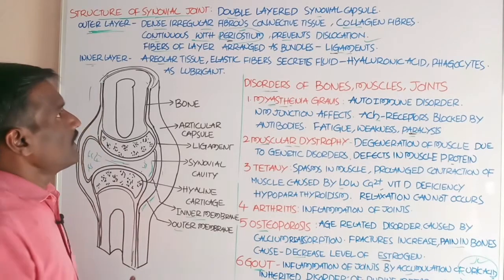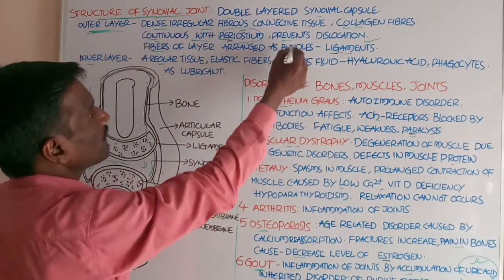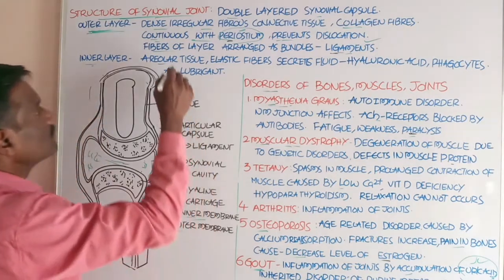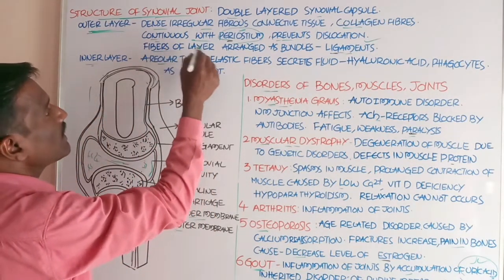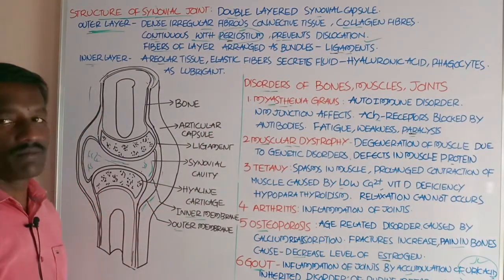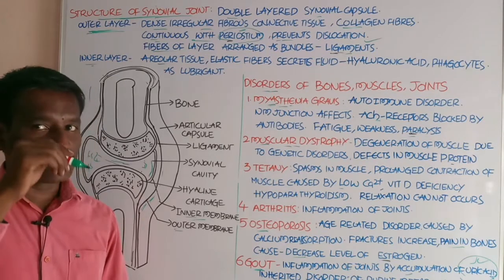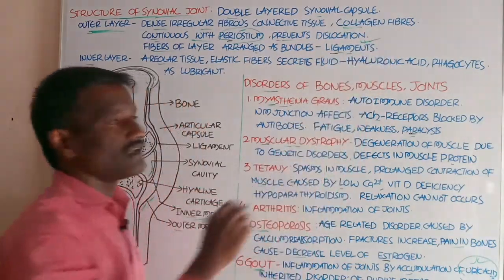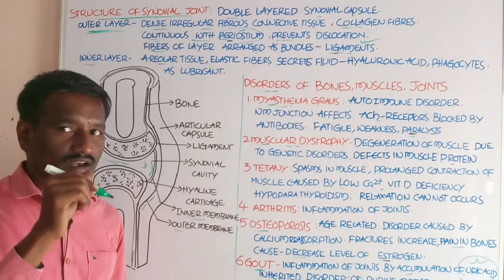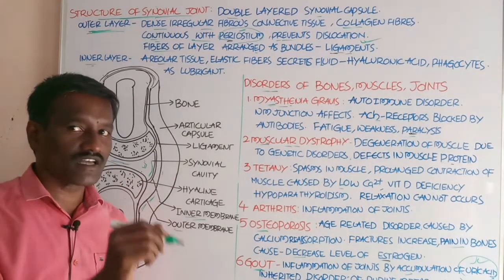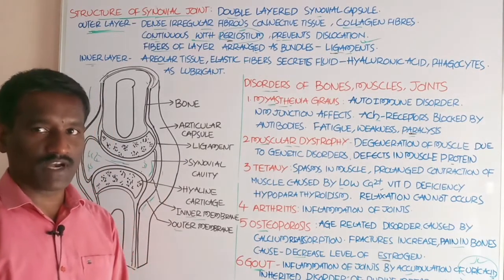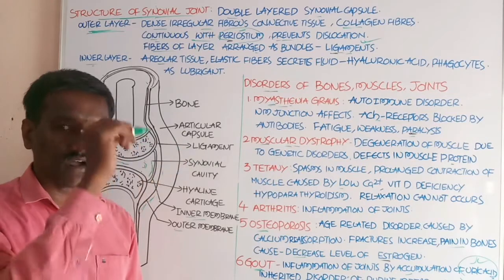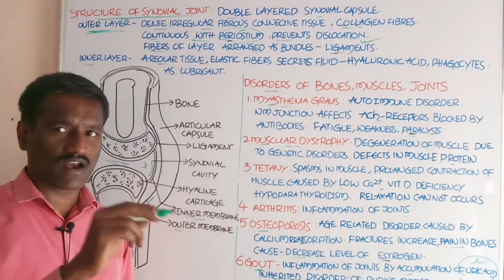Okay student. The outer layer prevents the dislocation of the bones. Next, this layer consists of fibers, and these fibers are arranged as bundles called ligaments. What about the ligament? Ligament is the dense connective tissue that connects one bone to another bone. What about the tendon? Tendon is the dense connective tissue that connects bone to muscle. This is the difference between the tendon and the ligament.